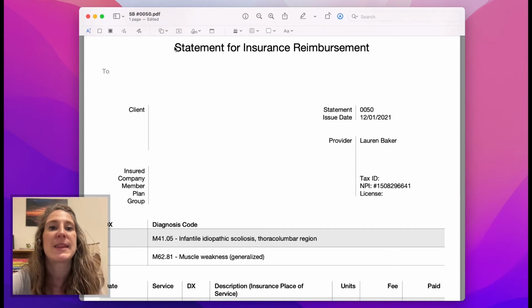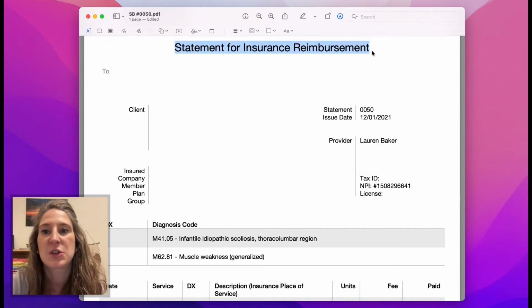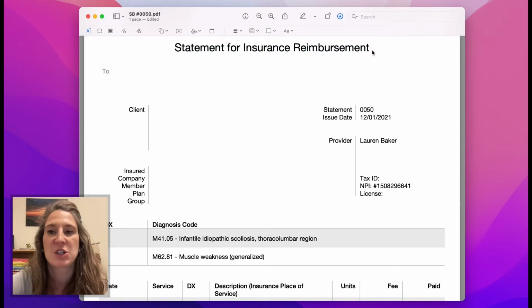So it says a statement for insurance reimbursement, which is just a different term for superbill. A superbill is simply a receipt that a provider would give to you that you could then hand over to the insurance company. That just explains what services you paid for and what was done during those services and what dates they were done, things like that.